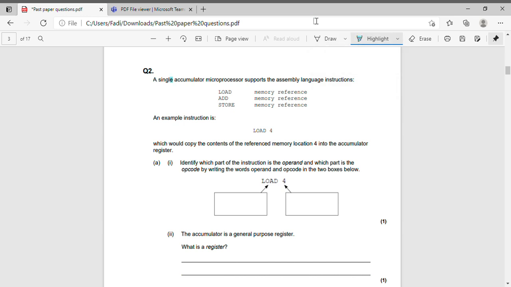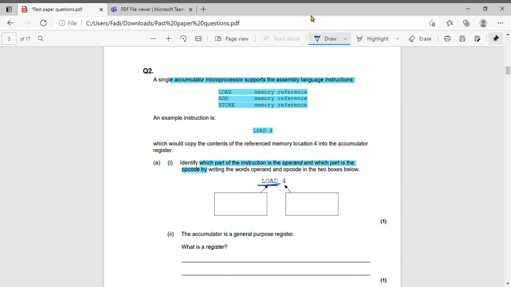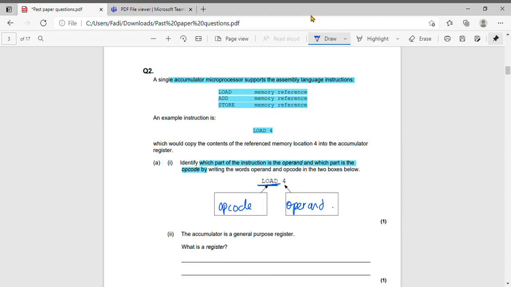A single accumulator microprocessor supports the assembly language instructions. Here we go. An example instruction is here. Identify which part is the operand and which is the opcode. Simple, we just did something like this earlier. So opcode is the instruction, opcode, operand. That's right.